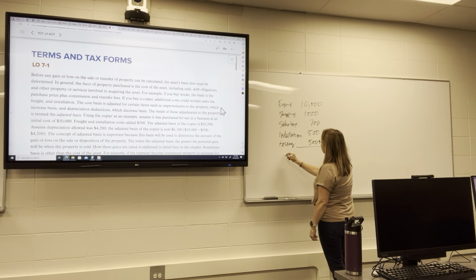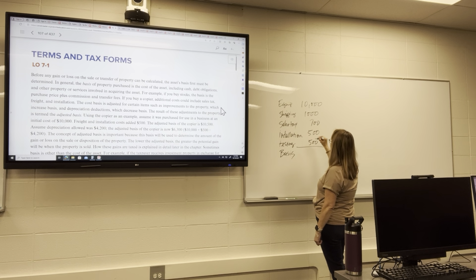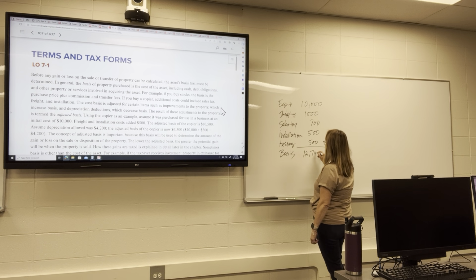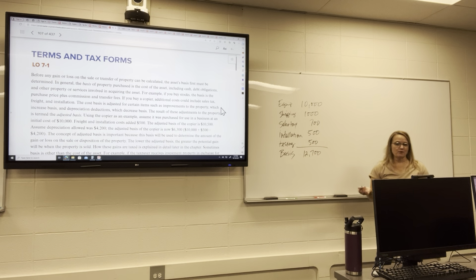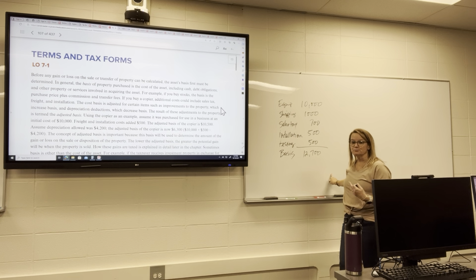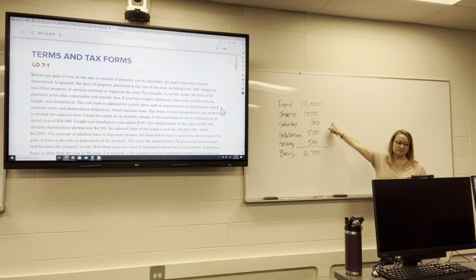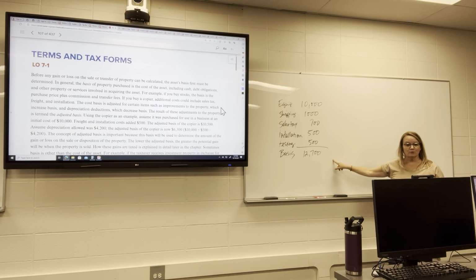So our basis in this property is the sum of all of those. So what do we have here? $12,700 is our basis in that property. And that, of course, is what we're going to use to depreciate the property. Now, depreciation, all of these items have added to the basis, adjusted the basis from its original basis. Remember, depreciation also adjusts the basis.